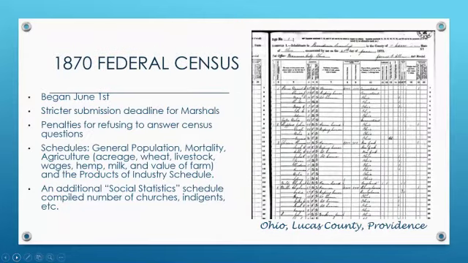The 1870 federal census also began on June 1st, but there was a stricter submission deadline for marshals. And like I said, if you lived in a family and you were feuding against the family that your local marshal was from, you may not want to answer the questions. So they had to institute a penalty for refusing to answer census questions.